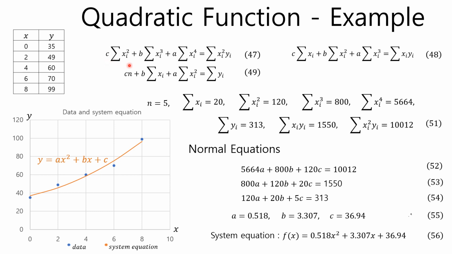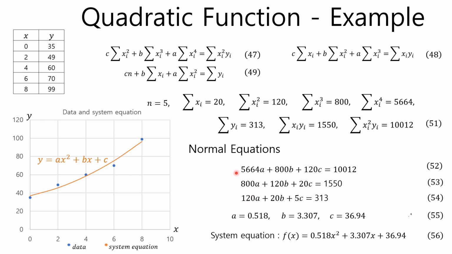First, if you calculate the value of each term included in the normal equations using the data in the table, we get n, sigma xi squared, sigma xi cubed, sigma xi to the 4, sigma yi, sigma xi yi, and sigma xi squared yi in equation 51. By substituting these values into equations 47, 48, and 49, we can obtain the normal equations 52, 53, and 54.